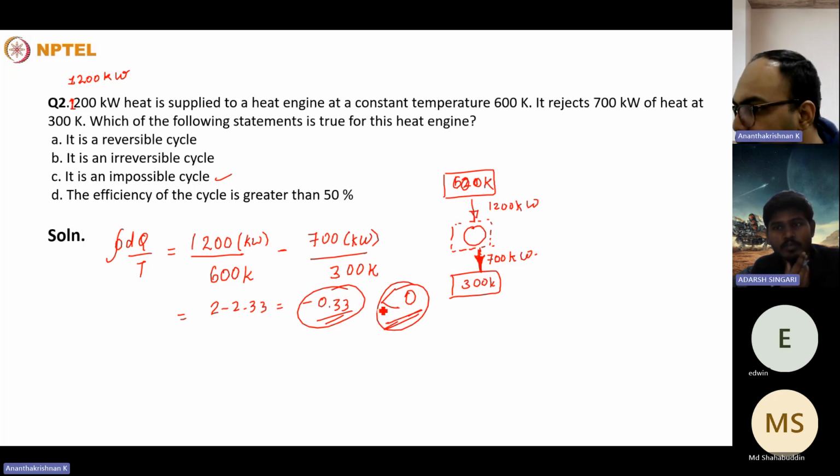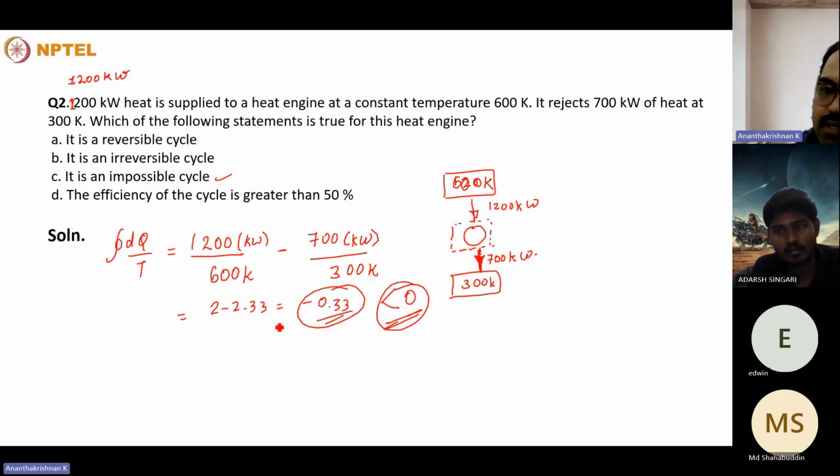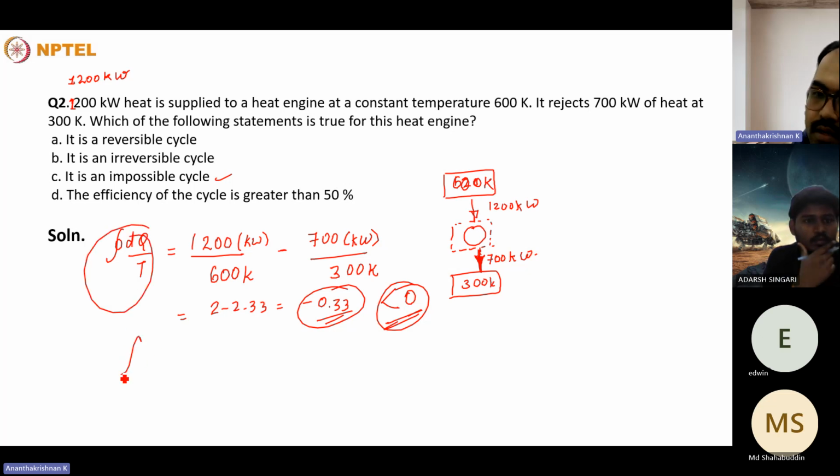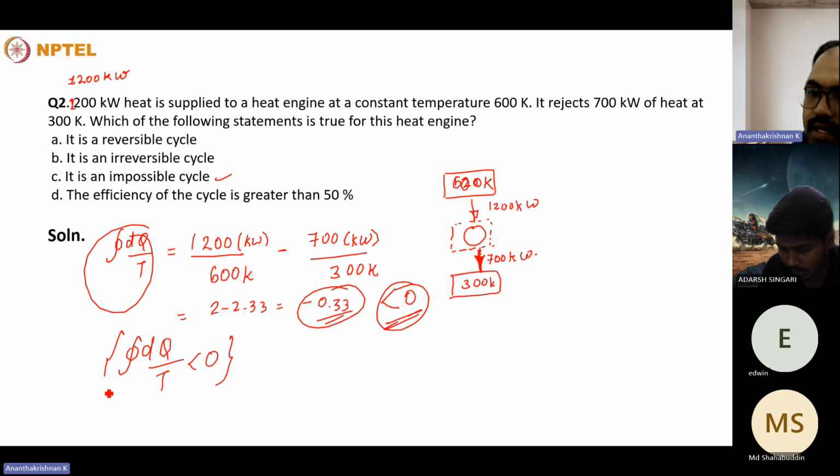So it violated the entropy principle. If this quantity dQ by T is less than 0, that's an indication that the cycle is, sorry, it's an irreversible process.